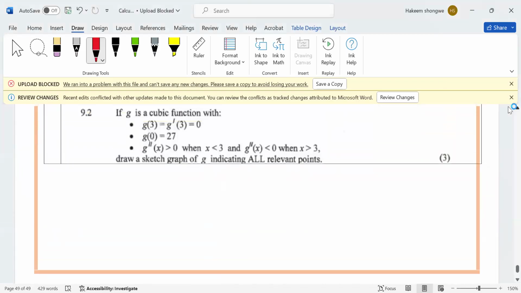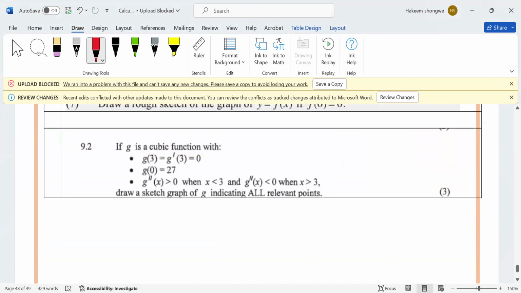If we look at the following function here, they say g is a cubic function. That's number one. And then if g is a cubic function, here are the properties of g. They just gave us the properties, and then we're going to draw based on the properties.